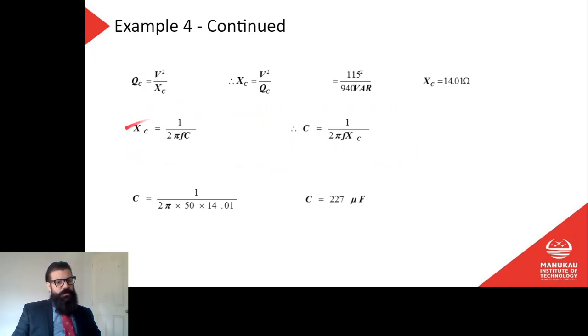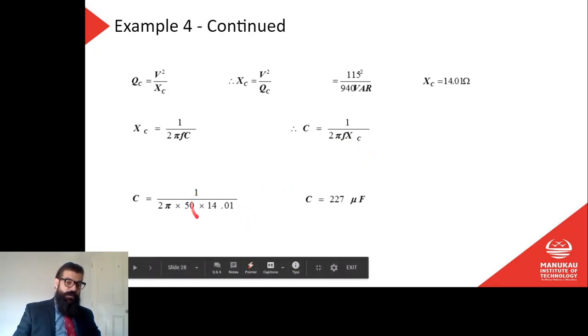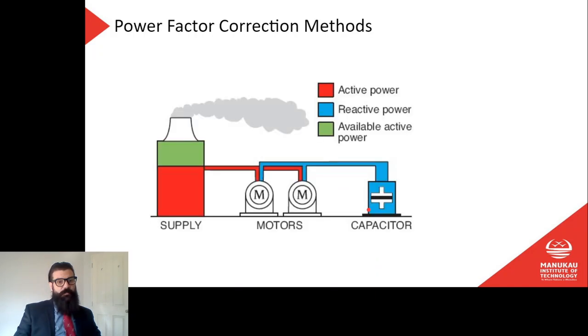And then we simply do the same as we did in the last one. I take that equation for working out capacitive reactance, I swap it around. I already know the capacitive reactance, I want to work out the C, so I swap the C and the XC around, and my formula will be capacitance equals 1 over 2 pi frequency times capacitive reactance. Frequency is still 50, capacitive reactance is 14.01, and so the required capacitor will be 227 microfarads.